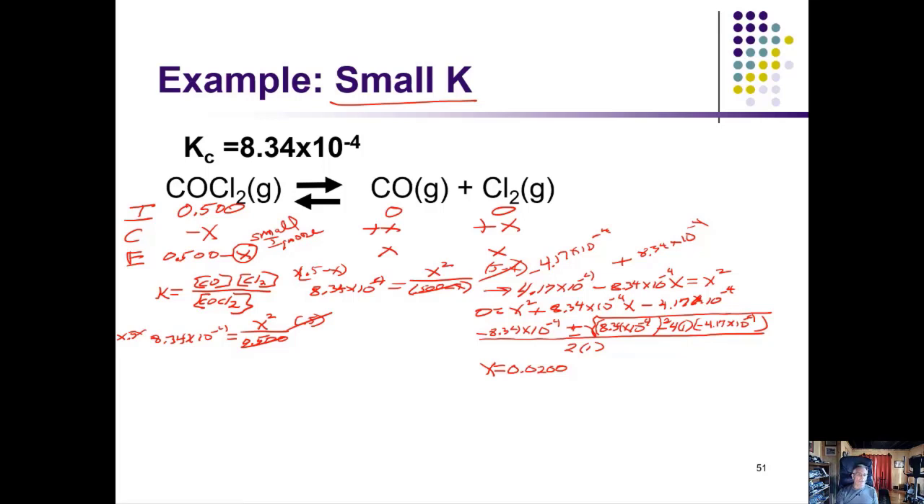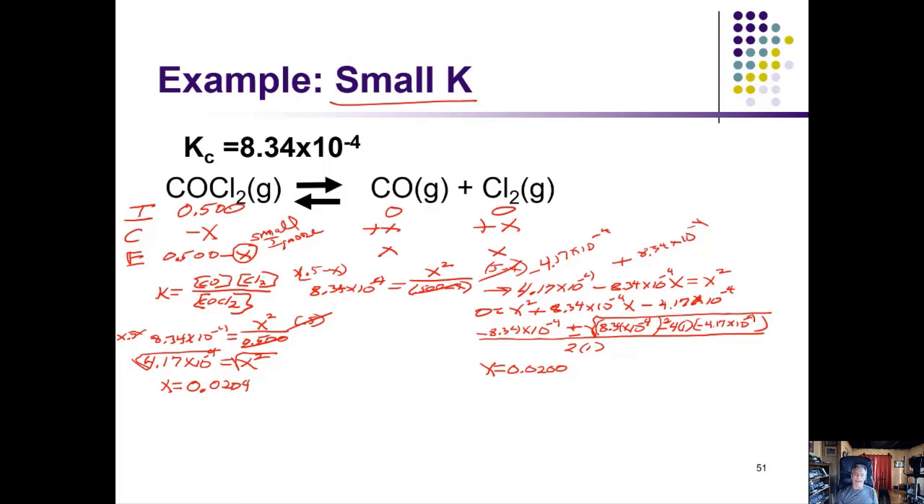So that's going to give me 4.17 times 10 to the minus 4 is equal to x squared. I take the square root, and when I solve that for x, I get x is equal to 0.0204. So the difference here between my x's is in the 10,000ths place to a factor of 4.